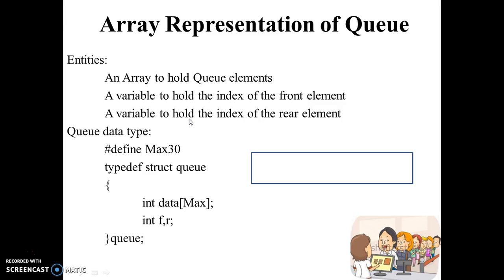This is an array representation of queue. If we want to create an array, we require number of entities. Consider an array, which is used for holding the array elements. Number of variables, which are used for holding the index of the front and rear element of a queue. This is the data type for queue. What we can do is we can first create an array of integer. I have created an array of 6 integer.